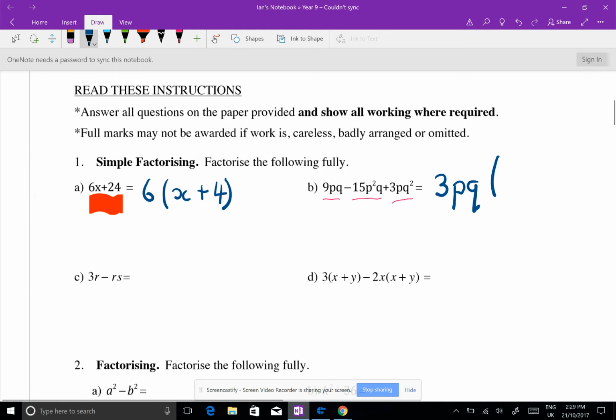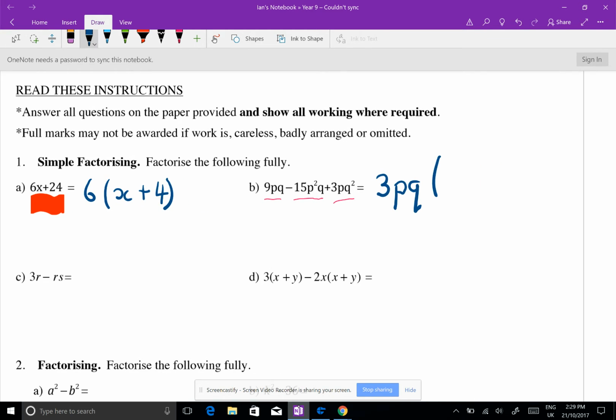Now, I take 3pq out of the first one, I'm just left with 3. If I take 3 out of the next one, I'm left with minus 5. And I took out a p, but there's another p there, and I took out the q. And the last term there, I take out the 3, that leaves me with 1. I don't need to write that. I took out the p, that's gone. And I took out 1q, so I'm left with a q.